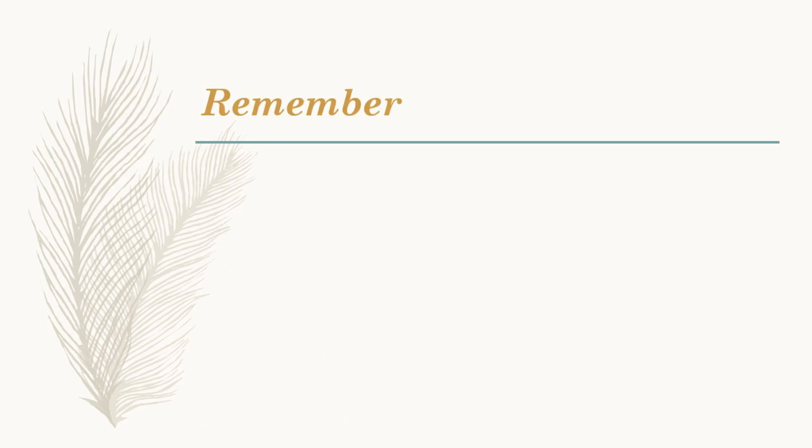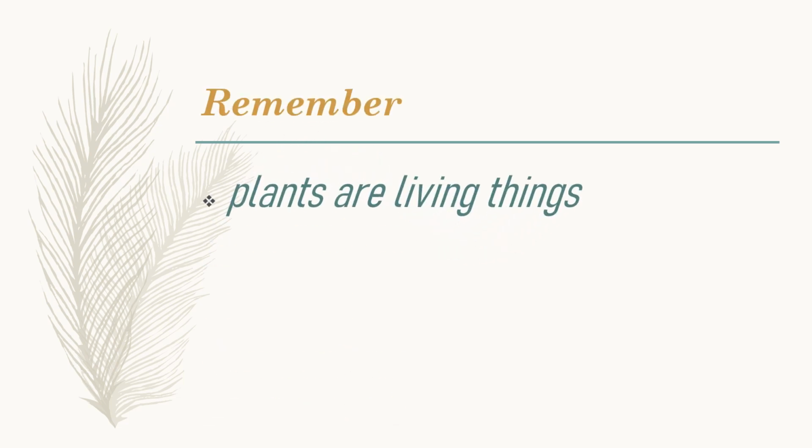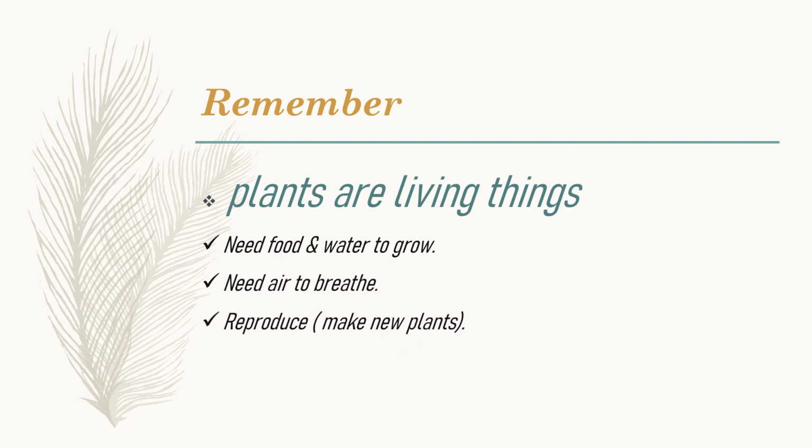Do you remember from the first episode? Plants are, of course, living things, right? So they need food and water to grow, and they need air to breathe, and they reproduce and make new plants. And also, they die. So, plants are living things, need food and water to grow, need air to breathe, reproduce, make small plants, and finally die.